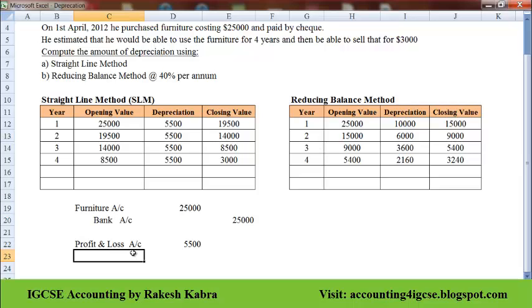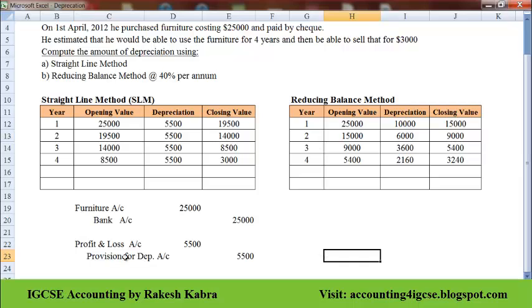Agree or not? Rather than crediting the furniture account, I will open a separate account, a contra asset account. And the name of that contra asset account is what? Provision for depreciation account. This is a contra asset account. Agree? I am writing this provision for depreciation account in place of the furniture account.